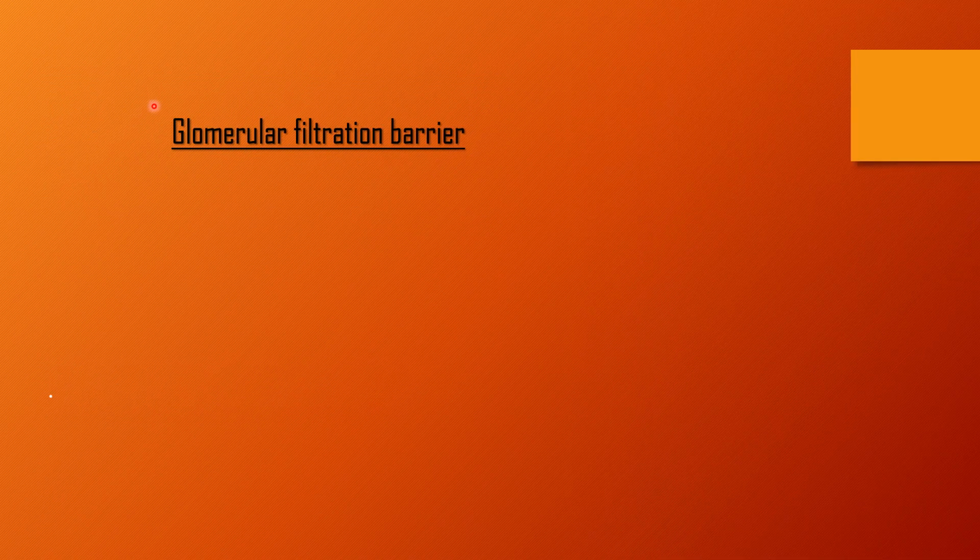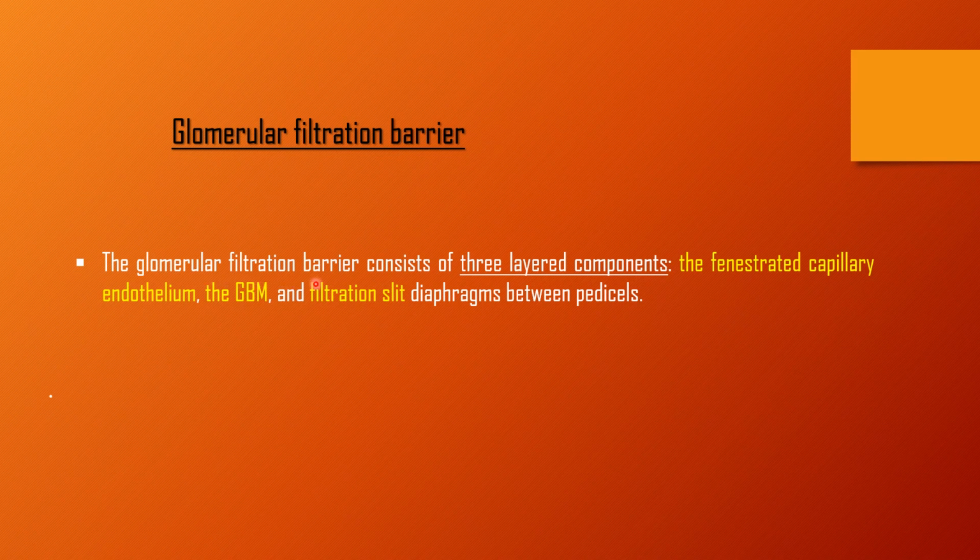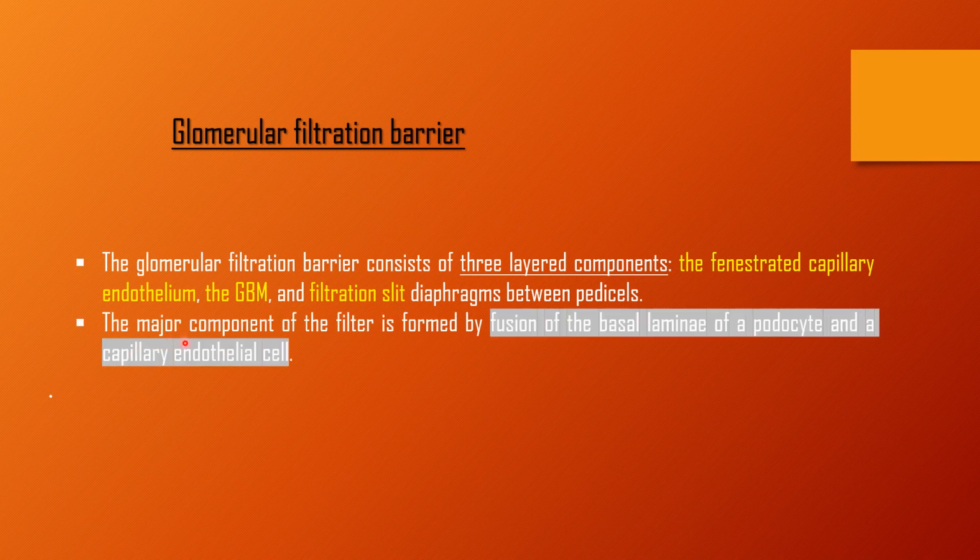Now we talk about the glomerular filtration barrier. The glomerular filtration barrier consists of three layered components: the fenestrated capillary endothelium, the glomerular basement membrane, and the filtration slit diaphragm between the pedicels. The major components of the filter are formed by a fusion of the basal lamina of the podocyte and the capillary endothelial cell.